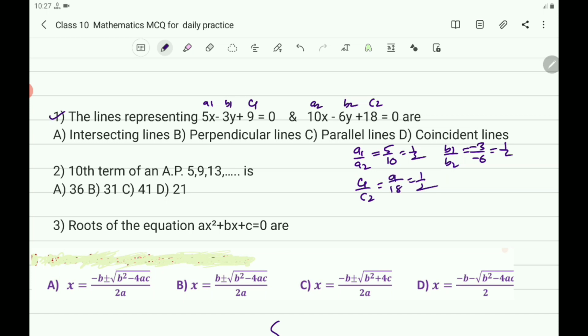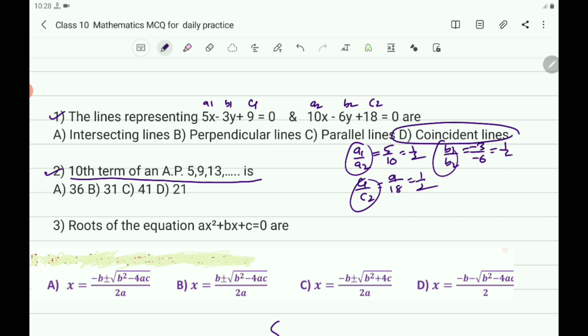So you got that a1 by a2 equals b1 by b2 equals c1 by c2. So if a1 by a2 equals b1 by b2 equals c1 by c2, the lines are coincident lines. So what is the answer here? Answer is coincident lines. Next, second question, the 10th term of an AP 5, 9, 13 and so on is.